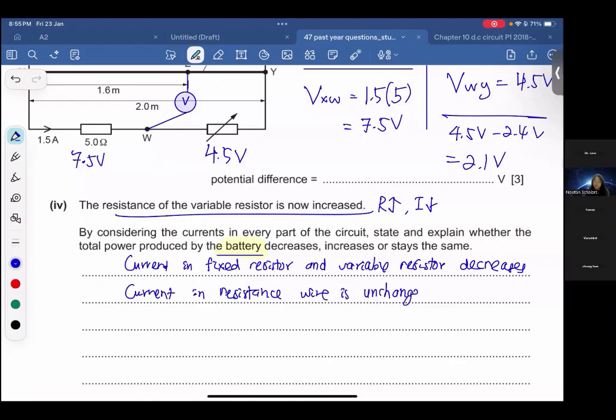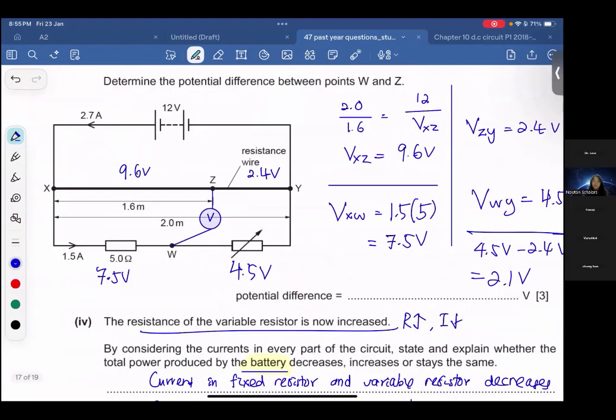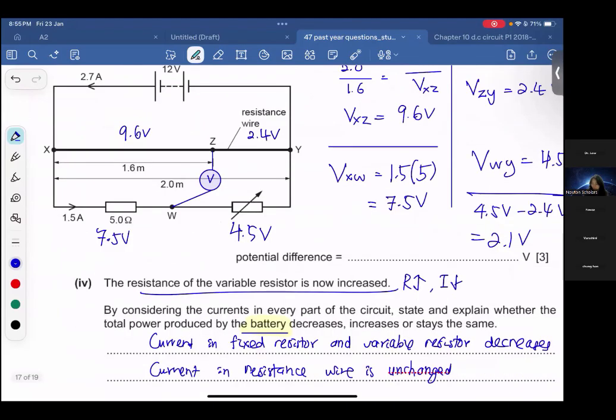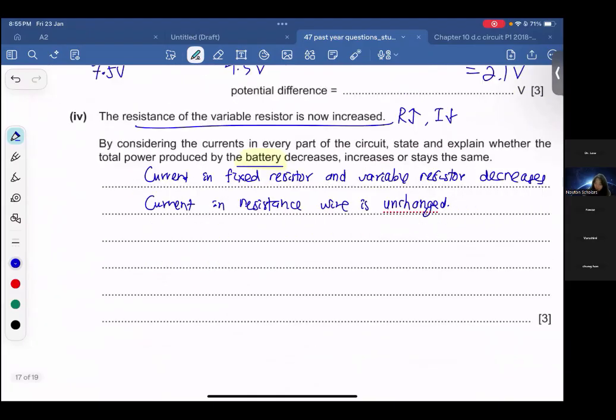They are parallel, dear. They are parallel. Then this wire still receives 12 volts from the battery. It isn't affected by the variable resistor at the bottom part. They are independent. So the current in the fixed resistor, the current in the resistance wire, and the total current in the battery decreases.